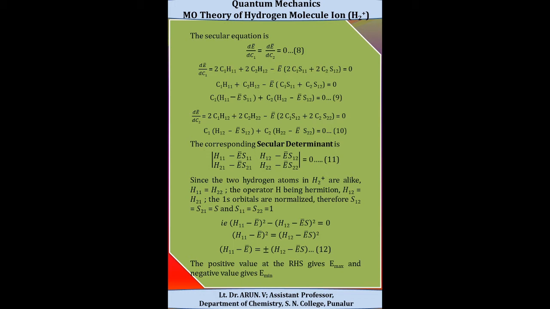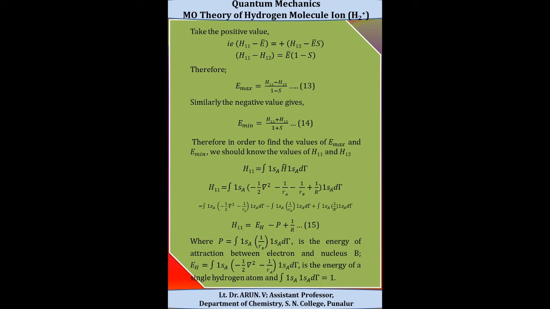Therefore, we can write (H11 - E)^2 - (H12 - ES)^2 = 0. From this, H11 - E is equal to plus or minus (H12 - ES). The positive value on the right-hand side gives the energy value corresponding to the maximum, and the negative value gives the energy value corresponding to the minimum, that is, E minimum and E maximum. Taking the positive value, we calculate E maximum equal to (H11 - H12) divided by (1 - S). Similarly, E minimum is equal to (H11 + H12) divided by (1 + S).